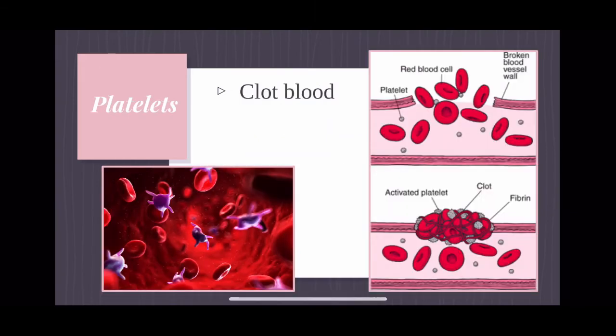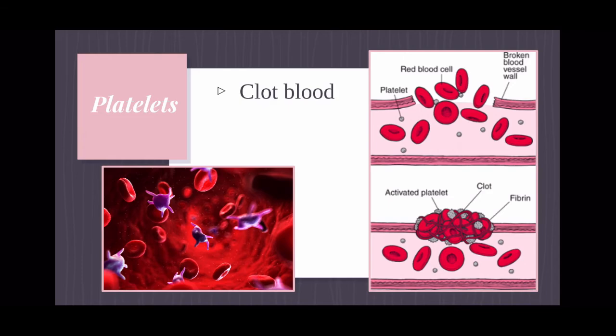Lastly, we have platelets. Platelets are also super important. They function to clot your blood. So if you were to get a paper cut, right, you start to bleed, but you don't bleed out, hopefully, because platelets are going to work to clot your blood so that you stop bleeding.